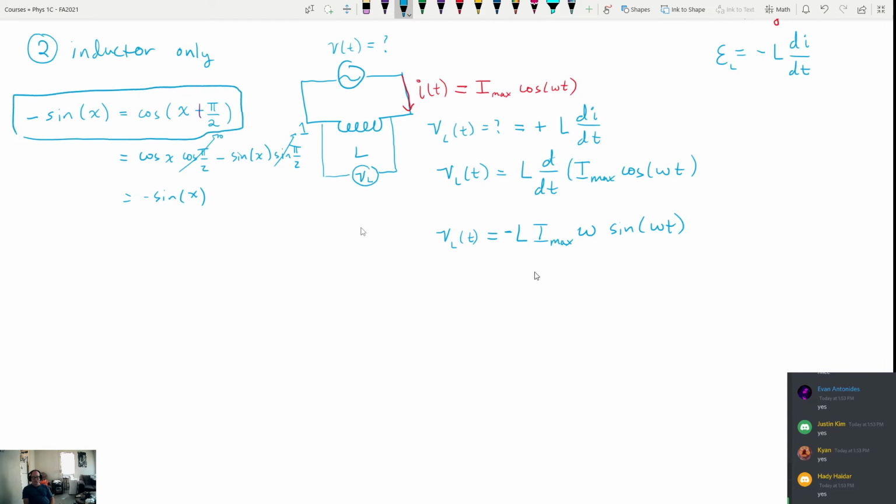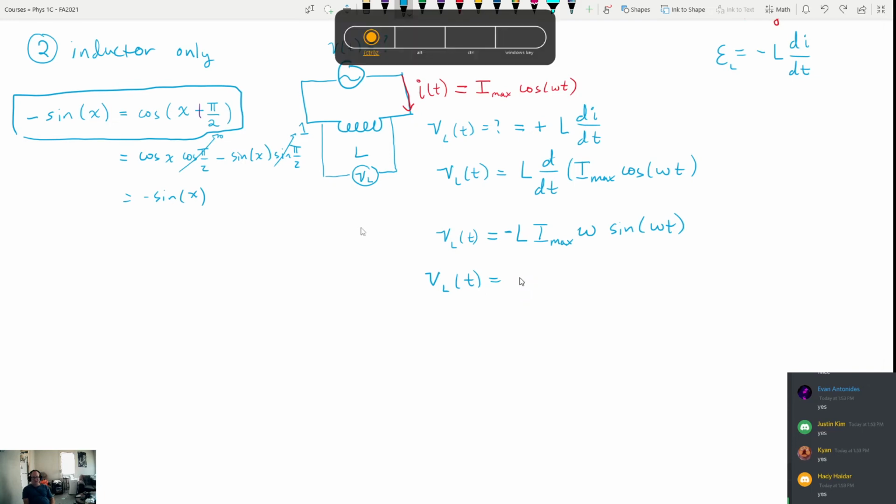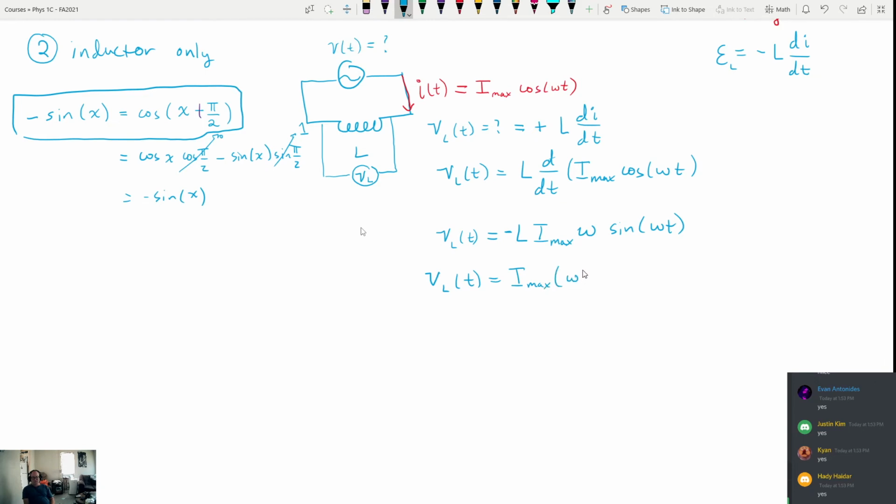And given that this is true, my instantaneous voltage equation, the voltage across the inductor, should be equal to, I'm going to write it as I max times omega times L multiplied by, we're going to change negative sine omega t to cosine of omega t plus pi over 2. You could write it as plus 90 if you want to. But that's our expression.